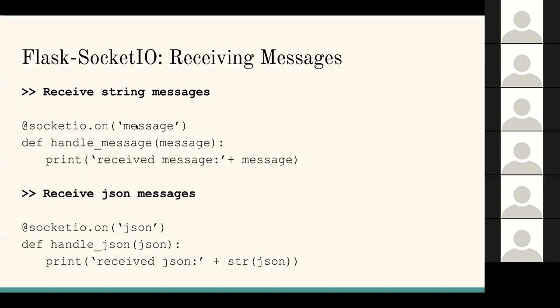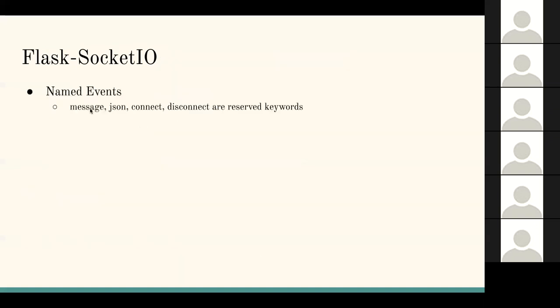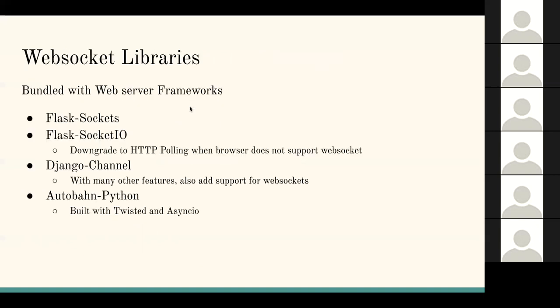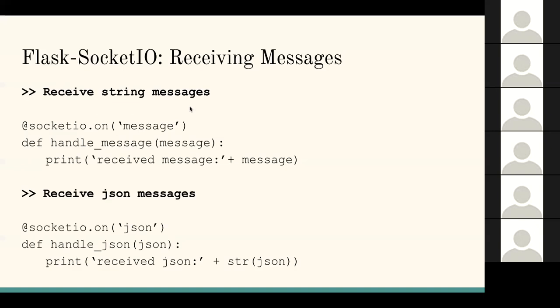Now you can define your custom events, and there are 4 reserved keywords for the event: message, JSON, connect and disconnect. Message is basically when you're sending a string. JSON is when you're sending JSON. Connect and disconnect are basically for connection and reconnection.